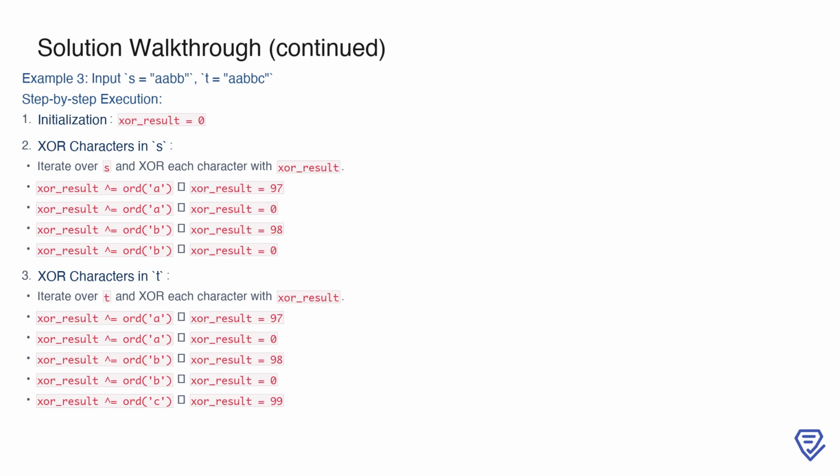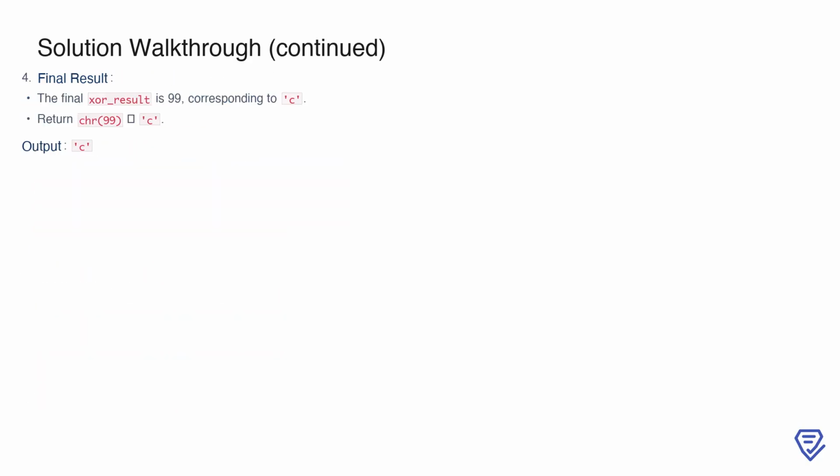Here, the characters A and B appear twice and cancel out, just as they did in S. However, the character C appears only once in T, so its ASCII value, 99, is added to the cumulative XOR result. At this point, XOR_result holds the value 99.